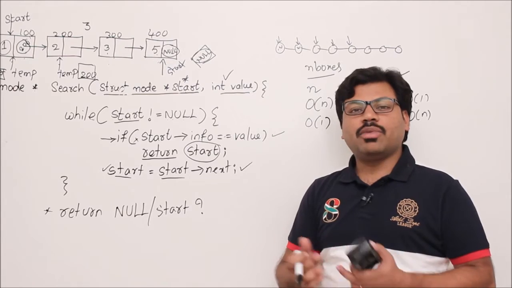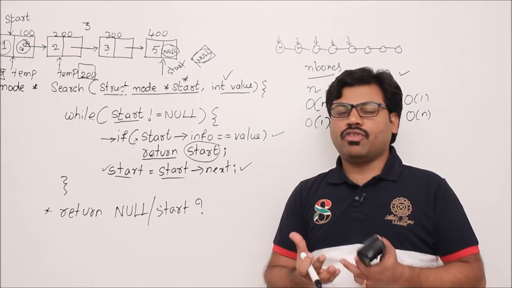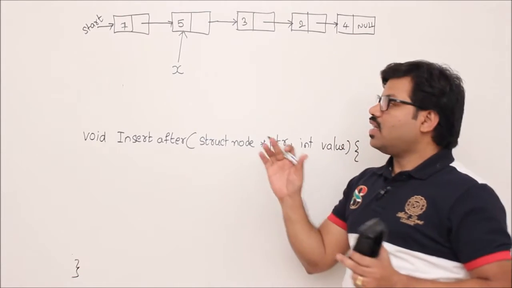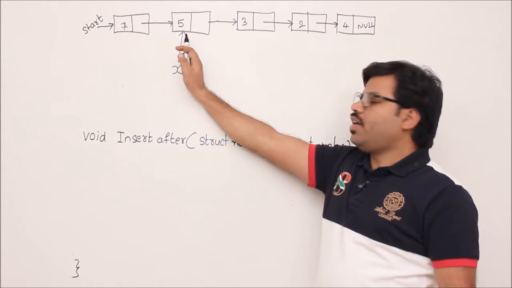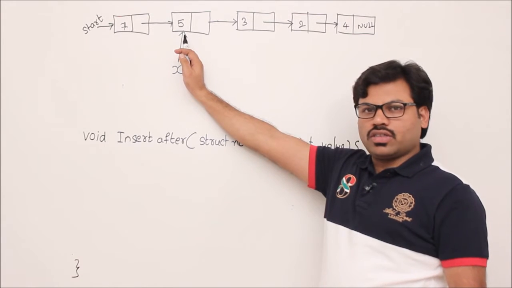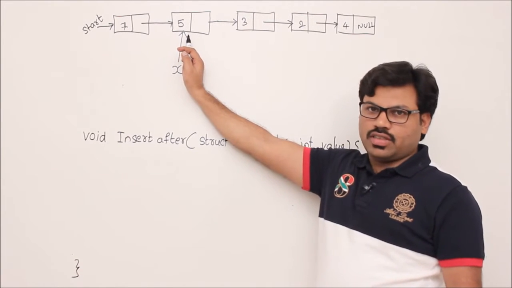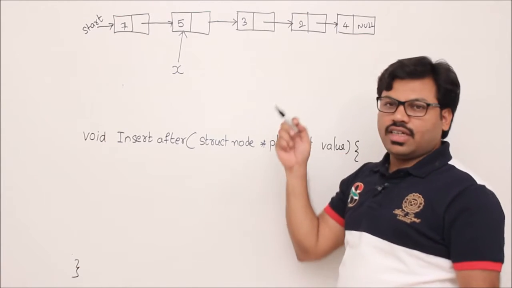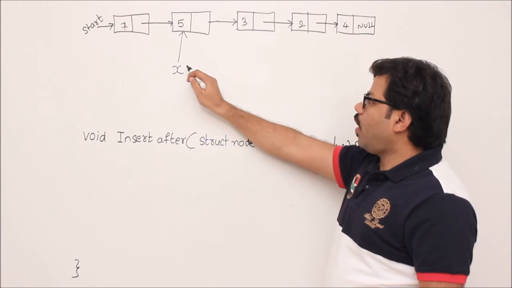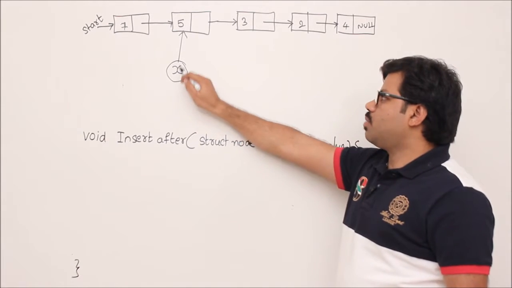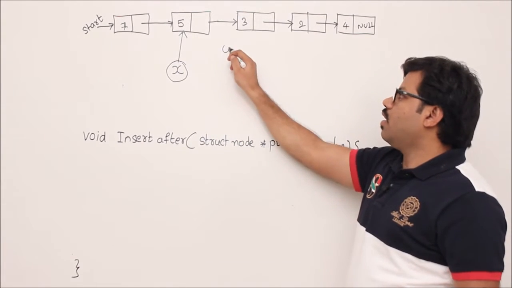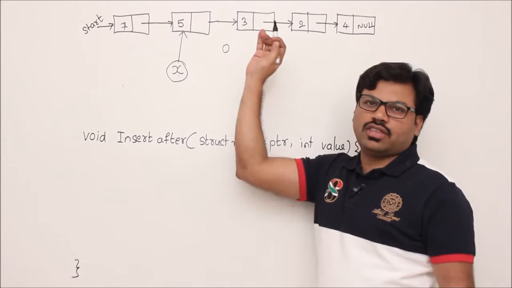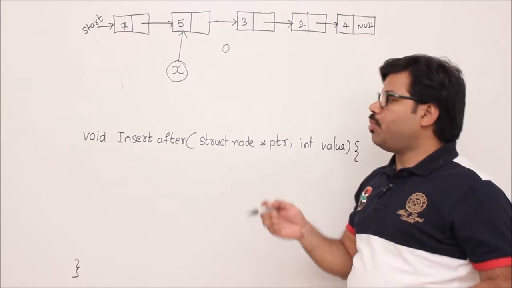Now we try to understand some more operations of linked list, that is insert after, insert before, delete after, delete before, and delete. We'll see one by one. Let's see insert after. In insert after, one pointer is given which is pointing to some box, and we have to insert after that box. For that, a value will also be provided. Example, let's say the value to be inserted is 0 and the pointer given is x. So given pointer x and the value 0, we have to insert 0 after this box. I will show you pictorially.